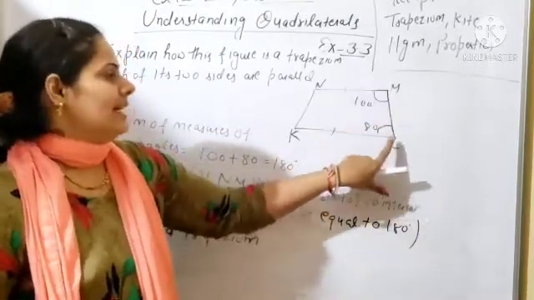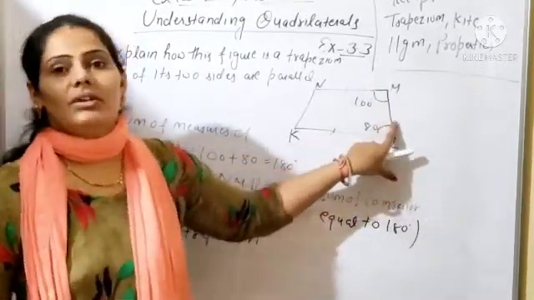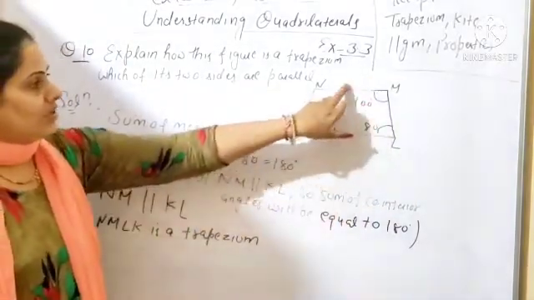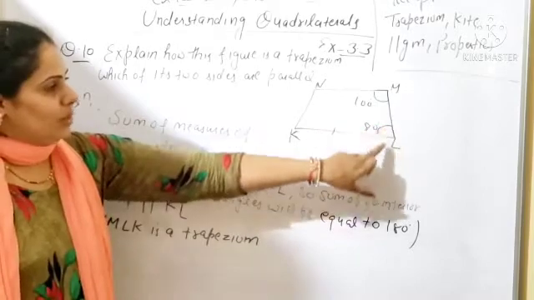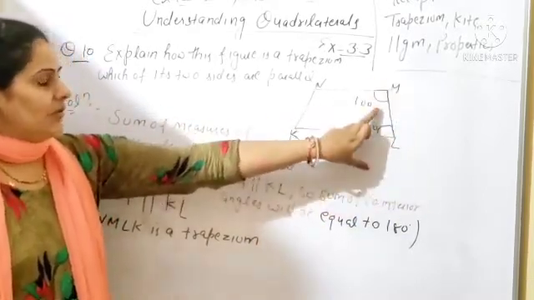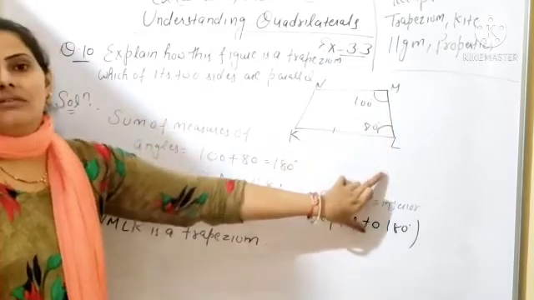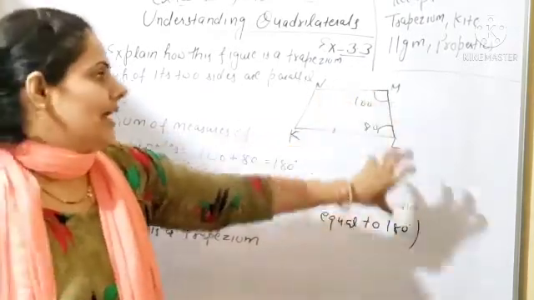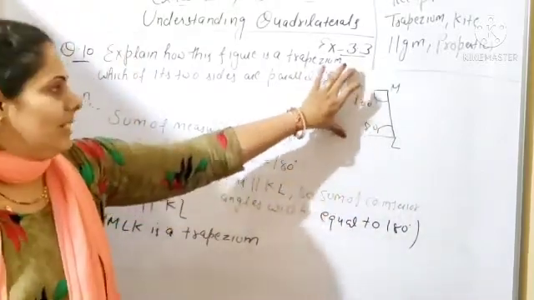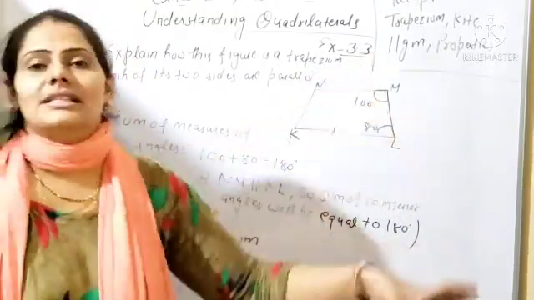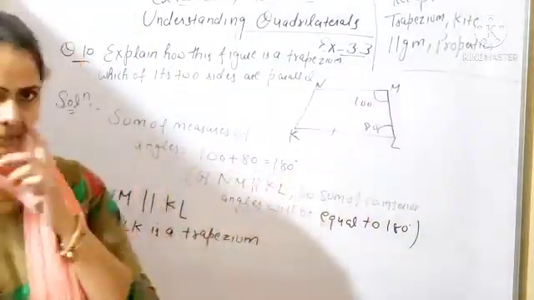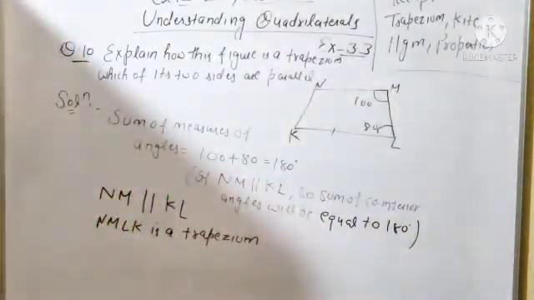Because sum of one side of the interior angles is equal to 180 degree, and you can say sum of co-interior angles is equal to 180. So this line is parallel to this one, and this one is transversal line, ML is transversal. So sum of co-interior 100 plus 80, so it will be 180 degree. If sum of angles is equal to 180 degree, so you can say both the lines are parallel lines and one pair of opposite side is parallel, so you can say it will be trapezium. So you can say NMLK is a trapezium. Clear?